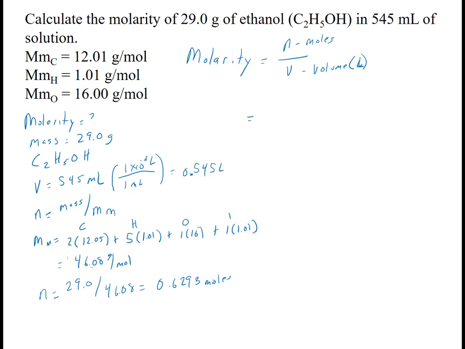So then I take my 0.6293 divided by my 0.545 liters, and I get 1.15, and it's a capital M is also the symbol for, or the units for this. Okay, and so this right here is my answer.